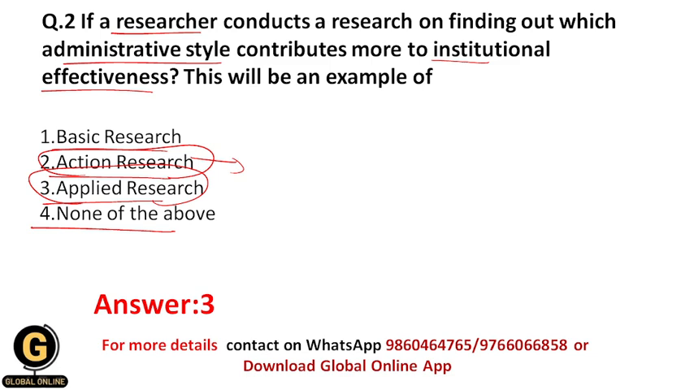So basically here we are going to implement an applied research, not an action research. And basic research is nothing but the fundamental research. This is the pure research, and mainly it focuses upon the development of a theory. So by using basic research we don't solve immediate problems like this. That's why the correct answer for this is 3, that is applied research.